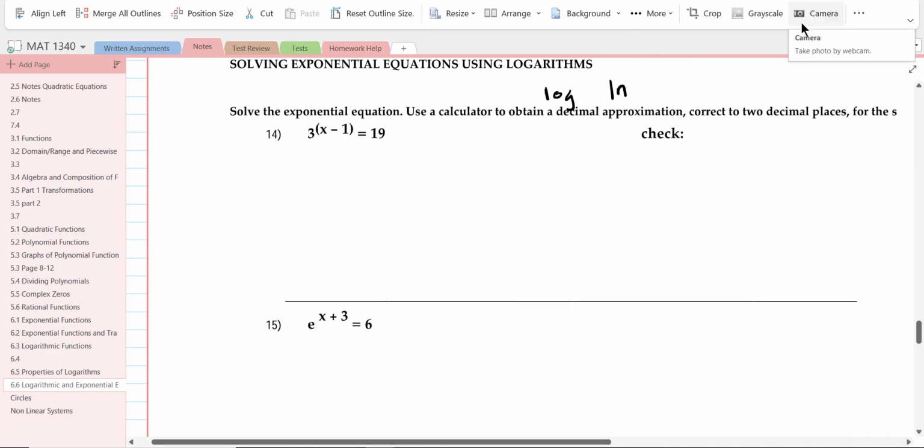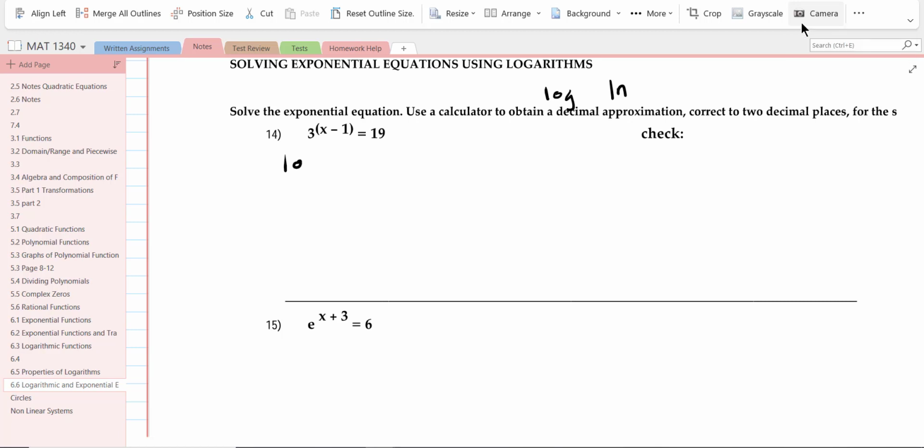Take your pick. I'm going to choose to use base 10 on this one, but it's totally up to you. So go ahead in your first step, and just take the log of both sides. That's something that we talked about last class, that you can take a log of both sides.